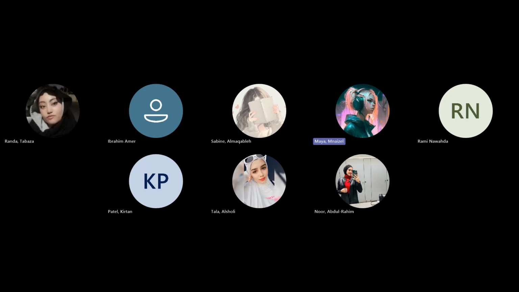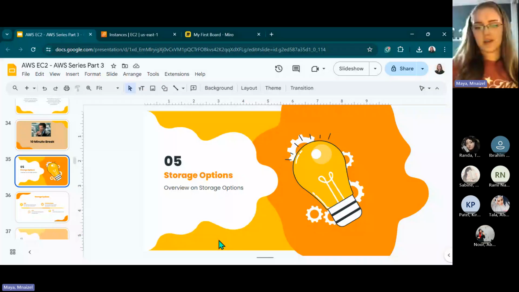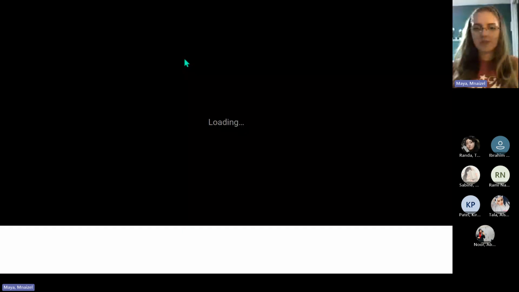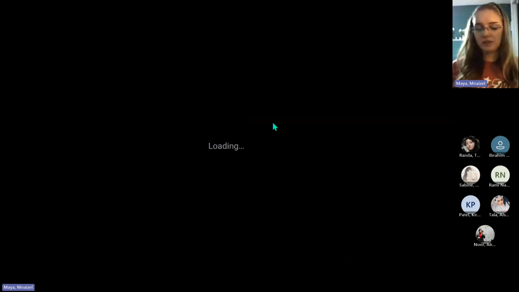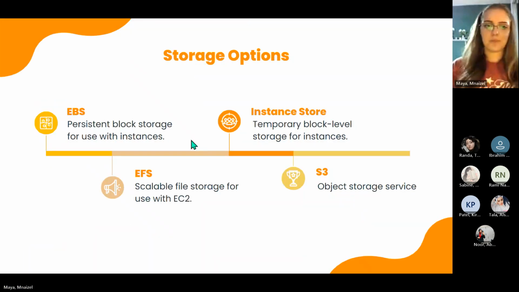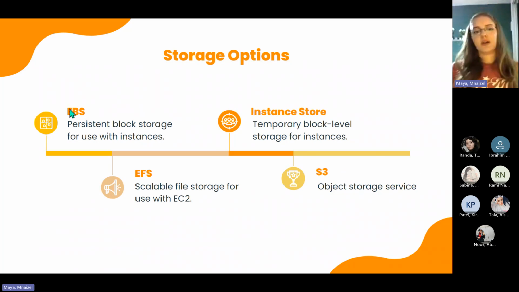And let's go to part 2. So we're gonna give a brief introduction about storage options because we have like 2 days for the storage options. We have 4 storage options: EBS, Instance Store, EFS, and S3 bucket. Basically, EBS is our hard drives. We're gonna talk about it more.